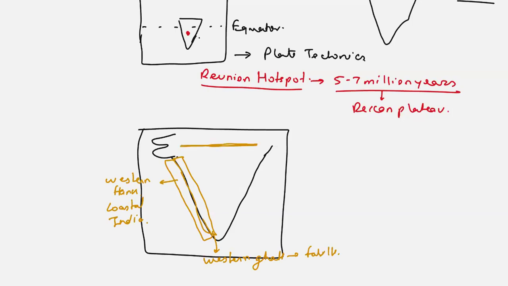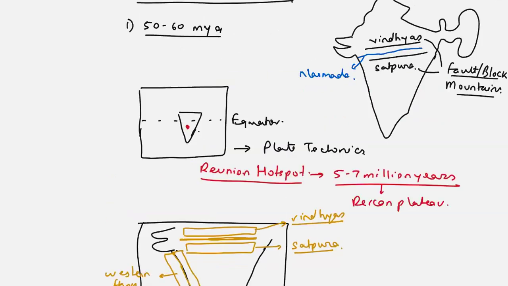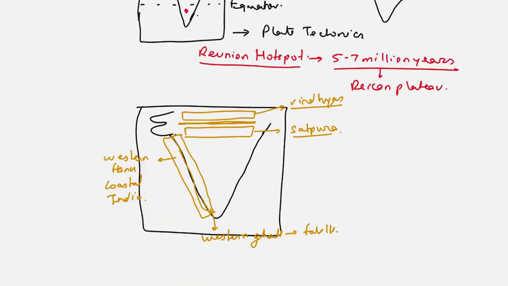Okay, this was Vindhyas and another was Satpura. So Vindhyas and Satpuras have been formed here, and this occurred around almost 50 to 60 million years ago. Okay, so we'll be seeing here that there was outpouring of magma also taking place, resulting in the formation of Deccan Plateau.